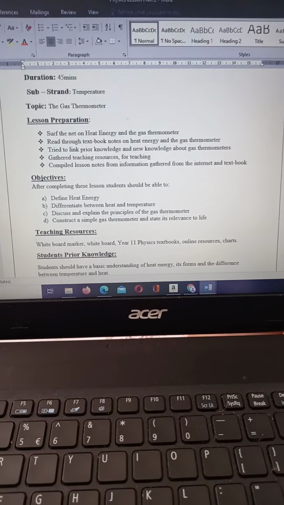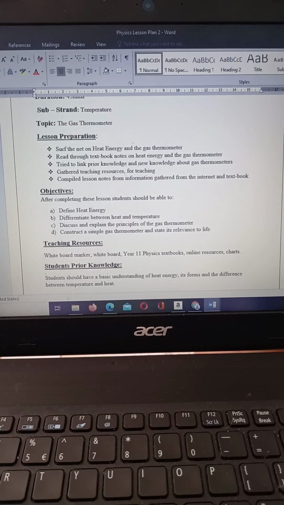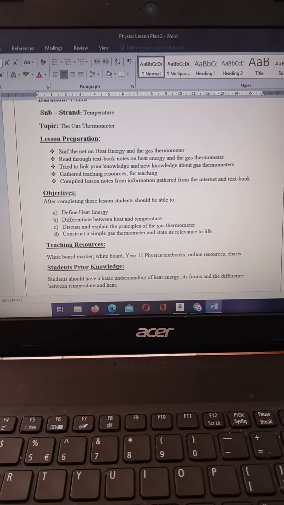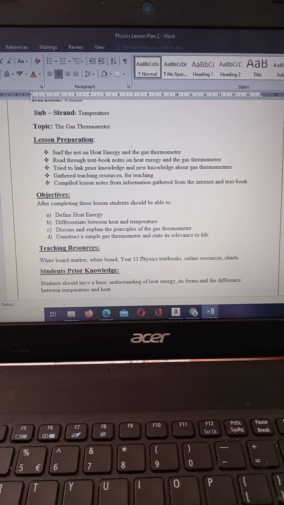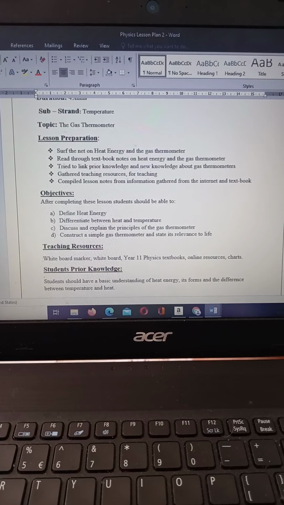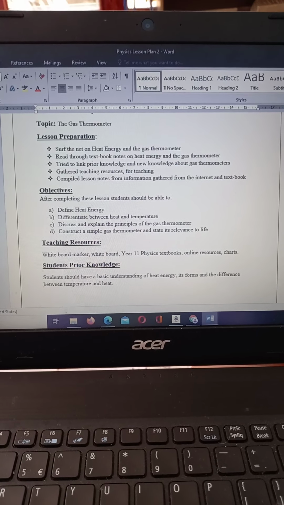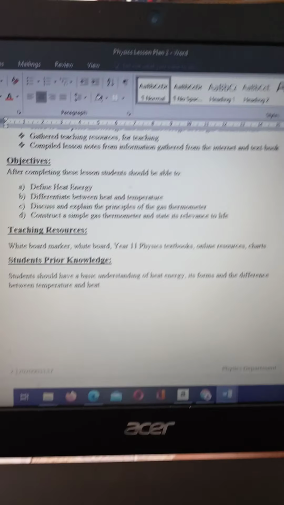For my lesson preparation, I surfed the net a little on heat energy and the gas thermometer. I read through the textbook notes on heat energy and the gas thermometer. I tried to link my prior knowledge and new knowledge about gas thermometers. I gathered teaching resources, and then I compiled the lesson notes from information gathered from the internet and the textbook.